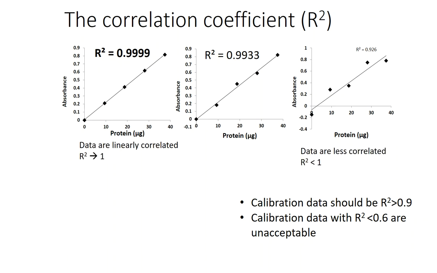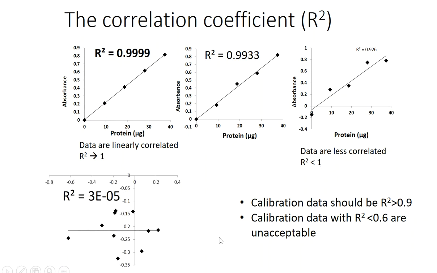Of course, if you have a look, data are linearly correlated as R-squared gets closer to 1. They're less correlated if it's farther from 1. And there's never a case where you'll have an R-squared greater than 1. The formula wouldn't ever produce that result.